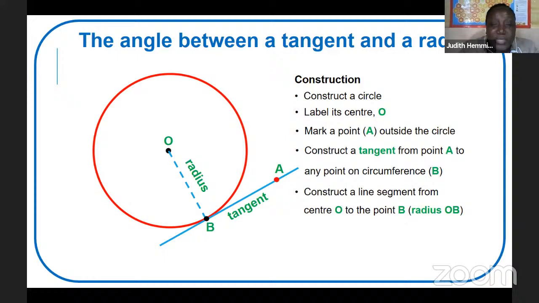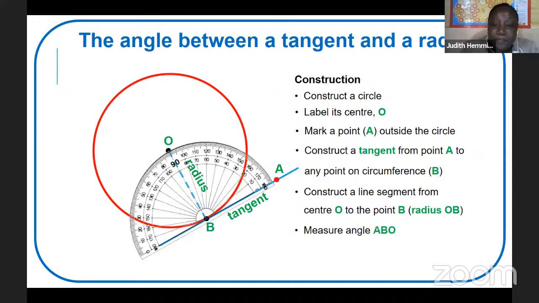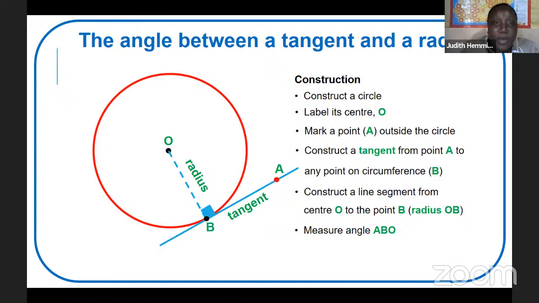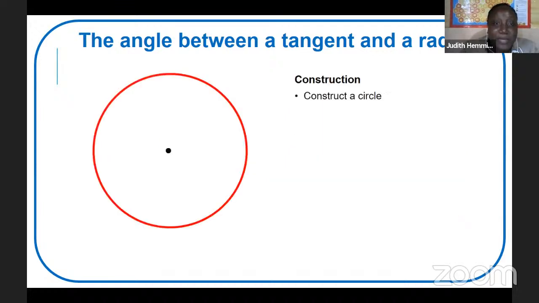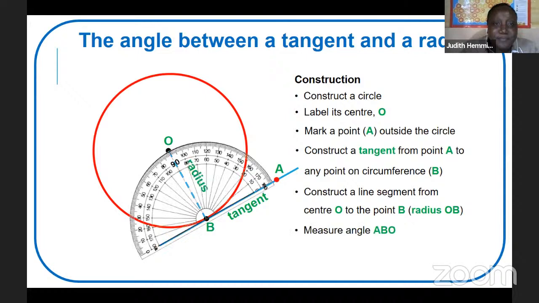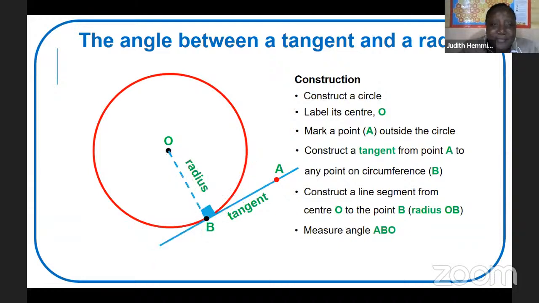Then we are going to mark the radius, drawing a line for the radius OB. And then we are going to measure. So let me just go back a bit. We're going to measure the angle OBA. And I'm going to ask you, what is it that you have observed after all that construction?